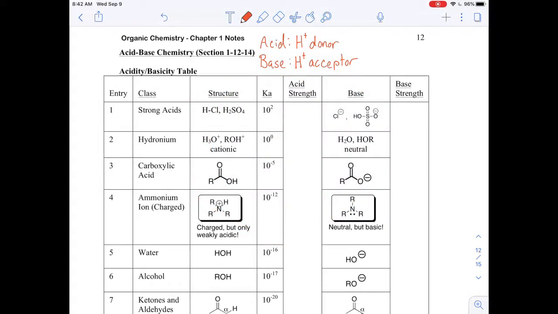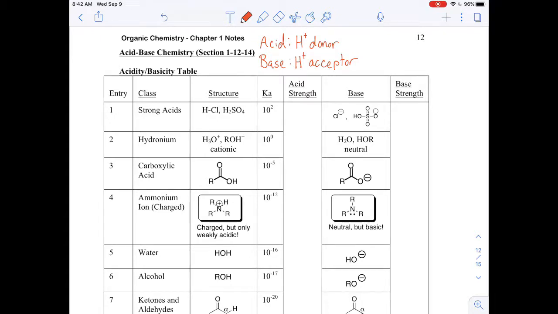We're going to look at acids and bases and their strengths. What's cool about this is that we can figure out the strength of an acid or a base a lot of times due to their stability, and that stability is going to help indicate what might happen in a reaction and what might be favored or unfavored.